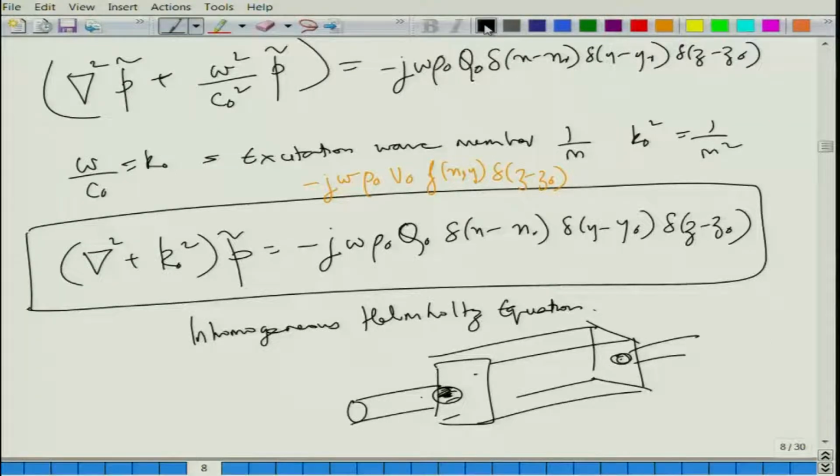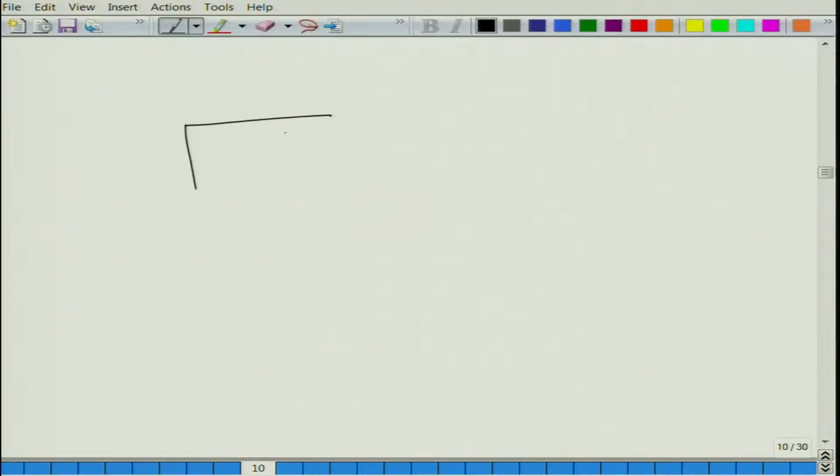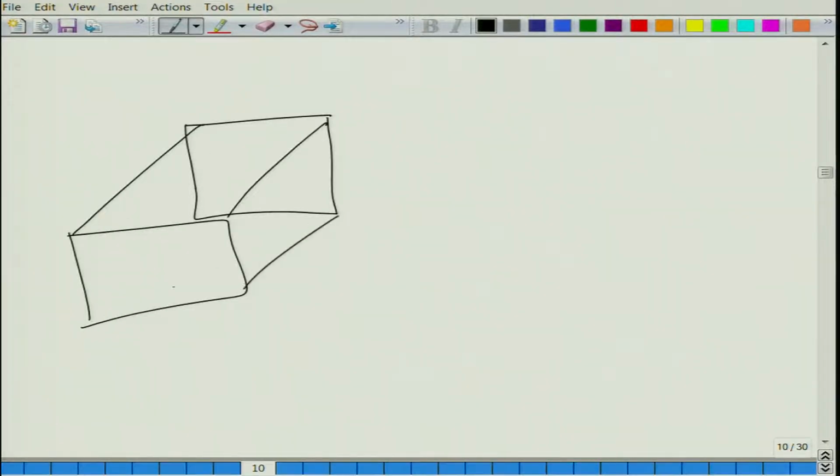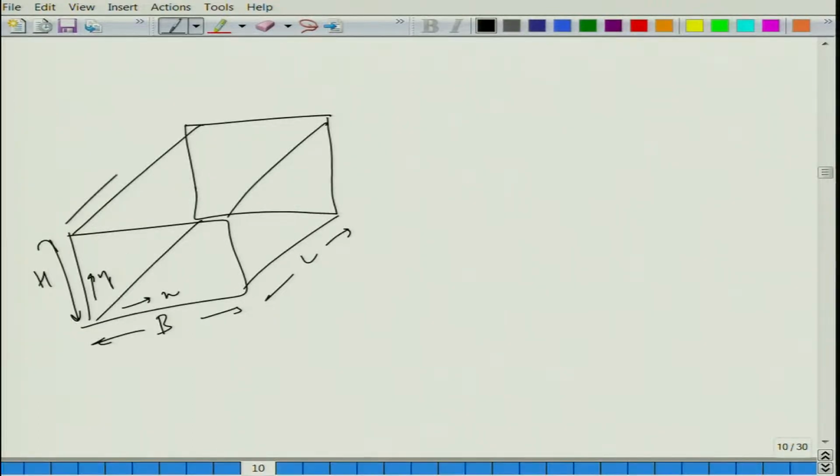Now, coming back after this small digression, what we will do is, for a rectangular chamber, let us say of something like this, you have things like this. Let us say this is B, H, L, and this is the x direction, y direction and z direction, subject to the rigid wall boundary condition.